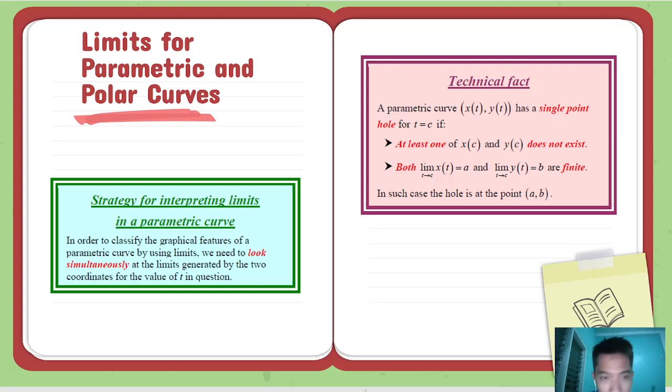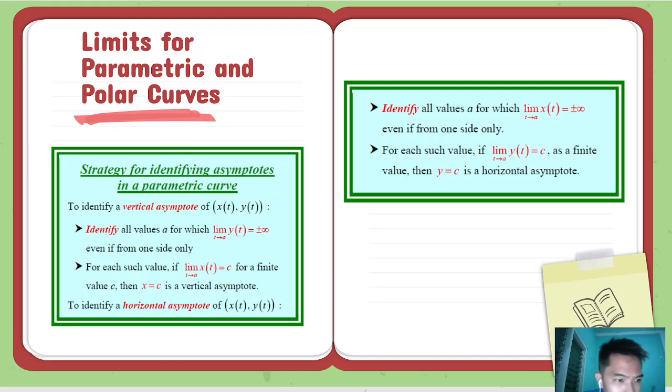And the strategy for identifying asymptotes in a parametric curve. To identify the vertical asymptote of x of t and y of t, identify all values for which the limit of y of t as t approaches a is equal to positive or negative infinity, even if from one side only. And for each value, if the limit of x of t as t approaches a is equal to c for a finite value c, then x is equal to c is a vertical asymptote.